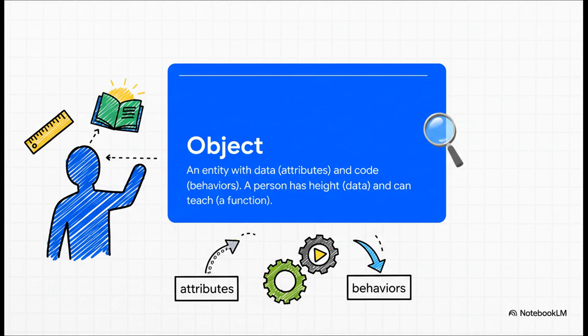Okay, so what makes something an object in programming terms? It's actually pretty simple. It's any entity that has two key things: data, which we call attributes, and code, which we call behaviors. Think about yourself for a second. You have attributes, right? Like your height and your eye color. And you have behaviors, things you can do, like walking, talking, or teaching. That combination of what you are and what you can do, that's what makes you an object.